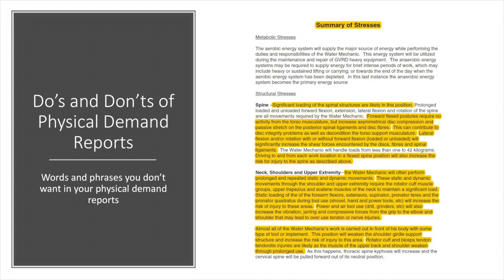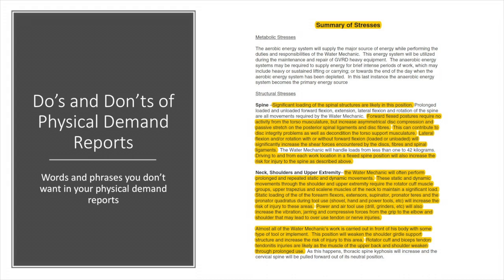So for this one, they wrote, significant loading of the spine structures is likely in this position. Forward flexed postures require no activity from the torso musculature, but increase asymmetrical disc compression, and so on. Basically, they're saying the back is at high risk of injury. That's not what's needed in this report. We need to understand what the back is required to do so we can test the individual and see if they can do the job. We don't need to identify the risk. That goes in a different report.